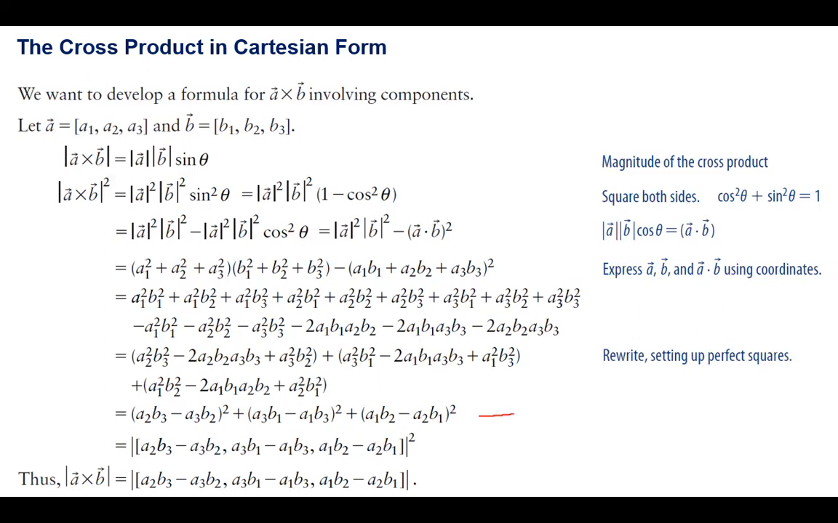You can try to work on this after this class, okay? Try to do it yourself. Then we have arrived here, which is written as the squared magnitude of the vector with components A2 B3 minus A3 B2, A3 B1 minus A1 B3, A1 B2 minus A2 B1. Thus, we know the magnitude of A cross B is actually the magnitude of this vector, whose components are A2 B3 minus A3 B2, A3 B1 minus A1 B3, A1 B2 minus A2 B1, right?